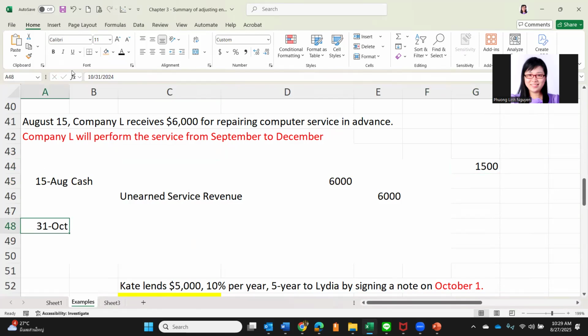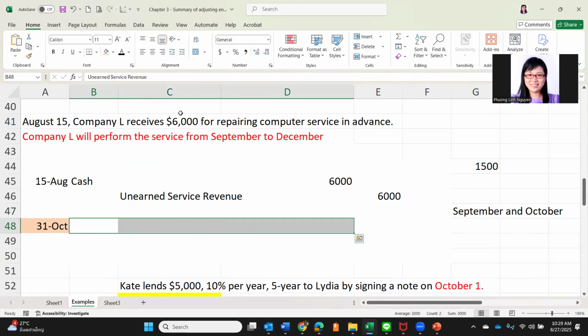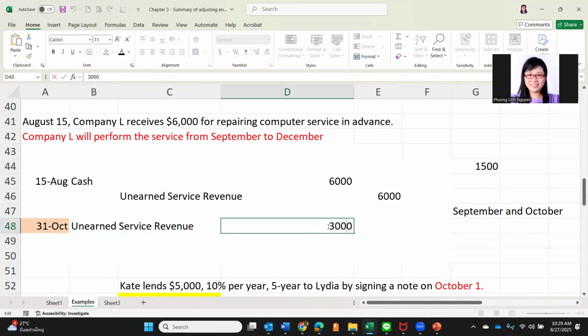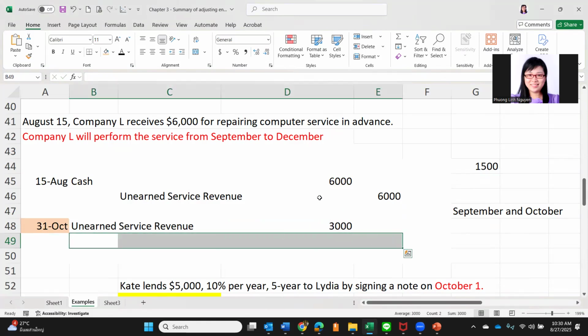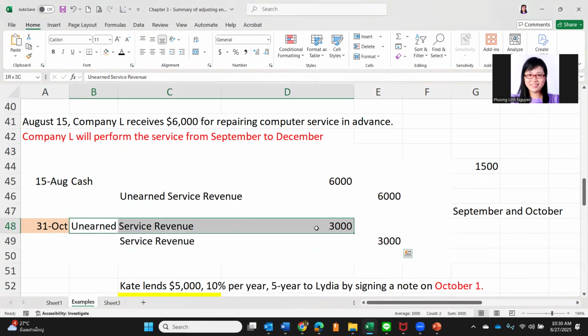So we are at October 31. The company already performed the service in September and October, 2 months. So our adjusting entry will be we debit unearned service revenue 3,000, because 1,500 times 2 months. And then we credit service revenue because we already performed the service to the customer. Unearned service revenue decreases because we don't owe them 3,000 of service anymore. We already performed the service to them.